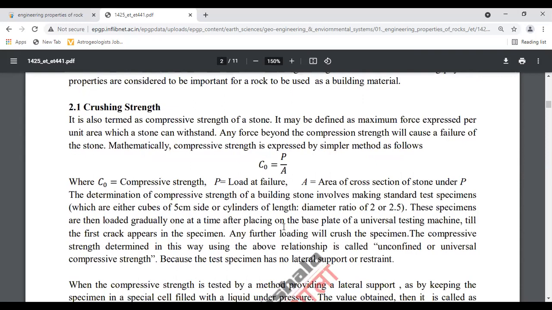It is also termed as the compressive strength of a stone. It may be defined as the maximum force expressed for a unit area which a stone can withstand. Any force beyond the compressive strength will cause a failure of the stone. Mathematically, compressive strength is expressed by a simple method as follows.